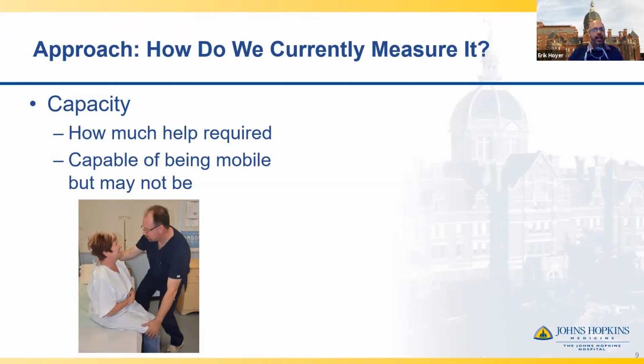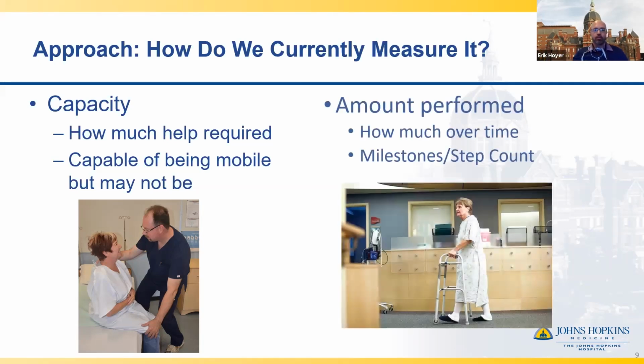Something like that. And one concept that's important to keep in mind is that somebody might be capable of being mobile, but they may not actually do that. If you think of yourself, for example, going to the gym, you might be capable of doing 10 push-ups, but if you're just not feeling it that day or for whatever reason, you may not actually do that. So the amount performed is the actual performance, and we use a different measure for that. That's the idea of how much over time did you do? Did you achieve some type of mobility milestone, for example, were you able to walk outside of your room? Or something that could be measured with a device like a Fitbit, for example, like how many steps did you walk today?